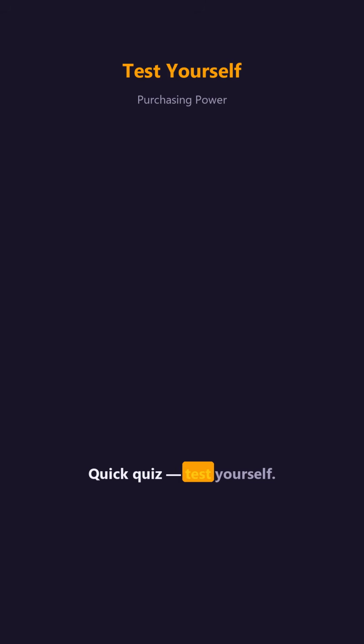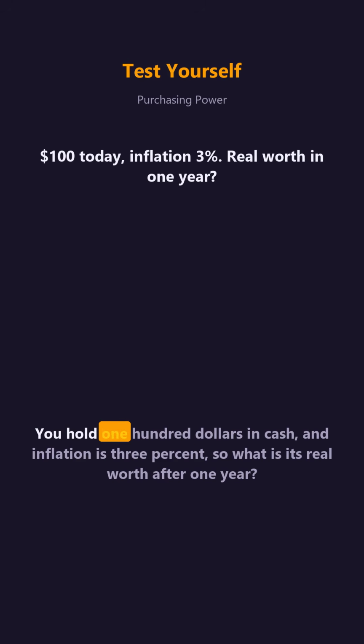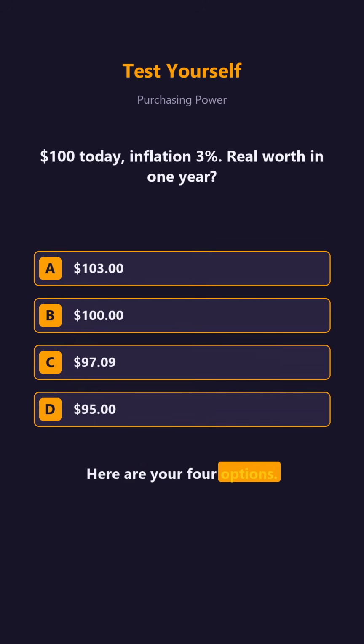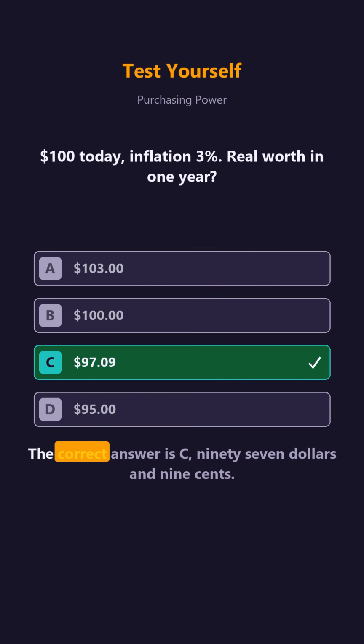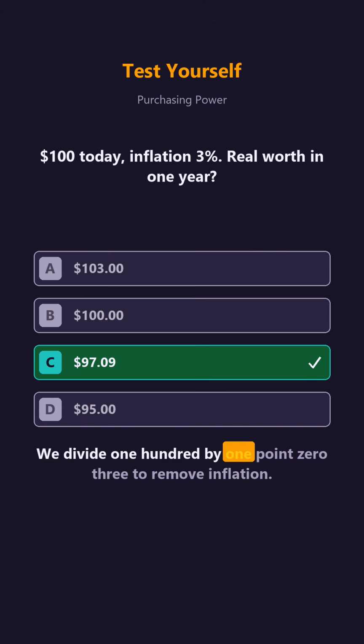Quick quiz, test yourself. You hold $100 in cash, and inflation is 3%, so what is its real worth after 1 year? Here are your 4 options. Pause the video and solve it now. The correct answer is C, $97.09. We divide 100 by 1.03 to remove inflation.